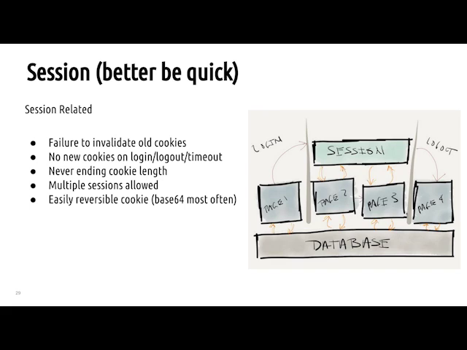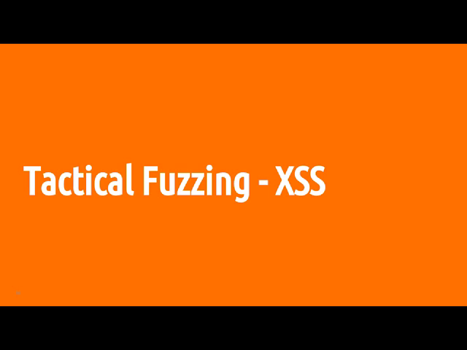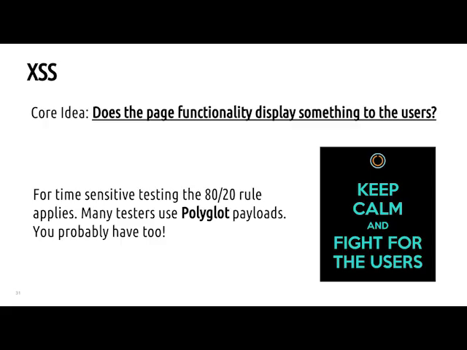So sessions are kind of the same deal. Failure to invalidate cookies, no new cookies on login, logout, or timeout, never-ending cookie life, multiple sessions allowed, easily reversible cookies. These things are sometimes out of scope as well, but just keep them in your notes because they might come in useful later. If they aren't out of scope, you can actually just submit them as vulnerabilities. I mean, these are all pretty basic session things that shouldn't happen unless you have a very good use case to have them happen.